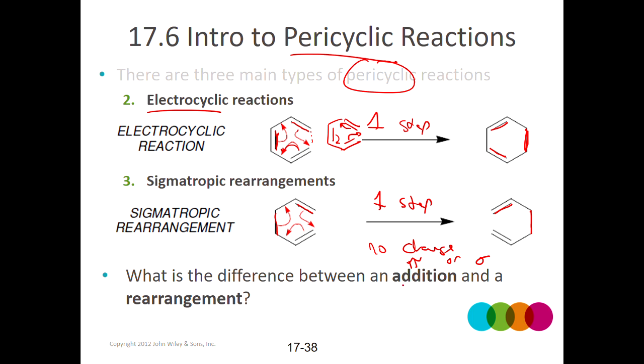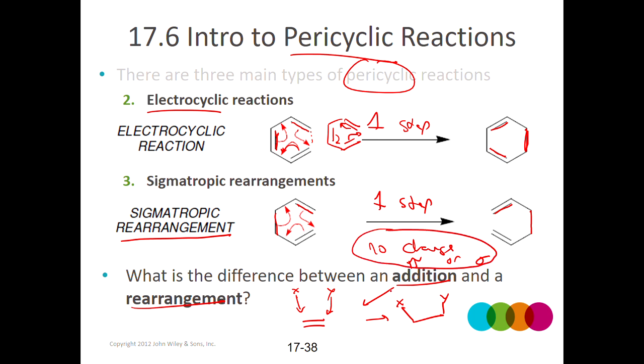And that's really the difference between addition and rearrangement, right? In an addition reaction, something is added across a pi bond, and so the pi bond forms new sigma bonds. In a rearrangement, there's no change in the overall number of pi and sigma bonds typically.